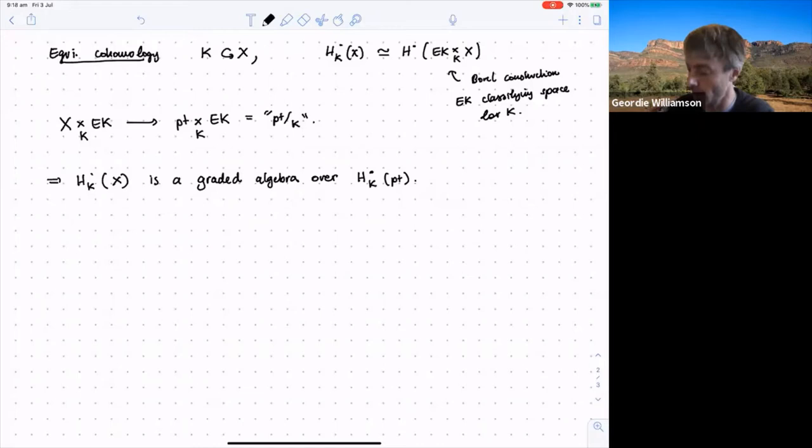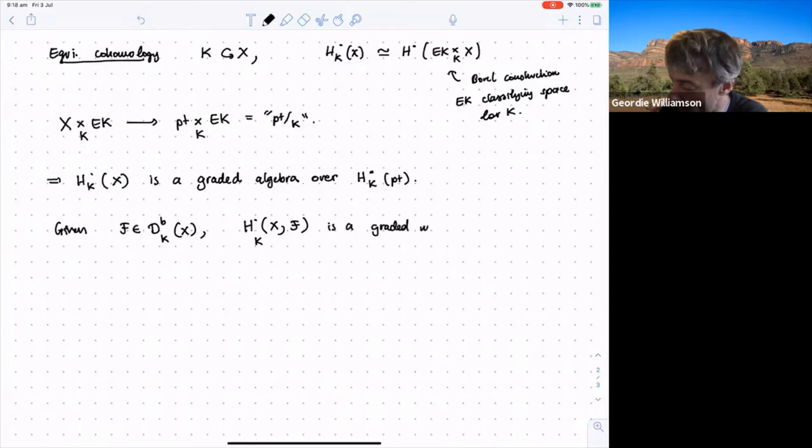And so given F in D^b_K of X, then the K equivariant cohomology of X with coefficients in F is a graded module over the equivariant cohomology of a point. Okay. So the moral is that in equivariant land, everything is a module over the equivariant cohomology of a point. Just as in ordinary land, everything is a module over the cohomology of a point, but in ordinary land, the cohomology of a point is not very interesting. But in equivariant land, it is.